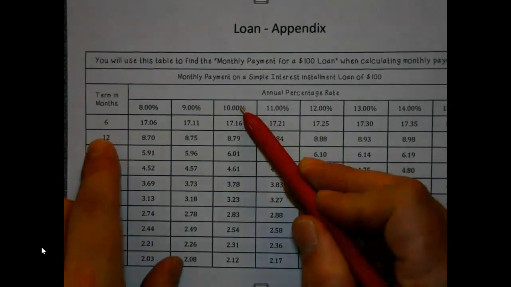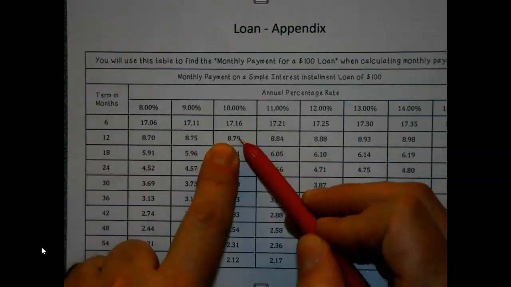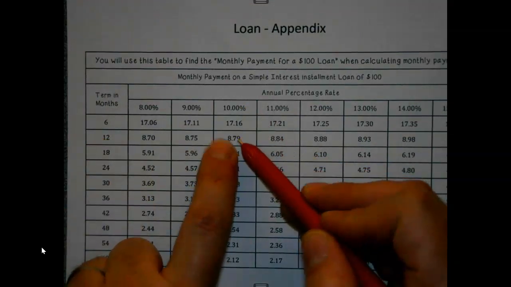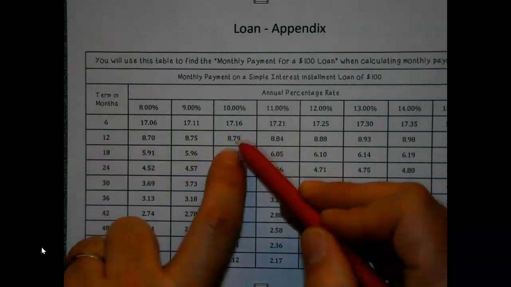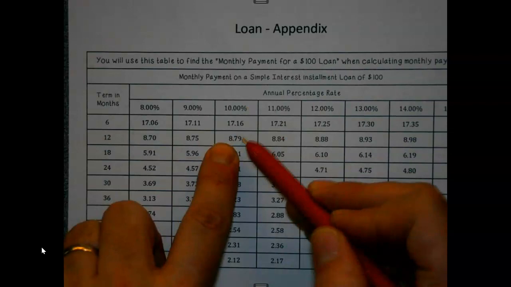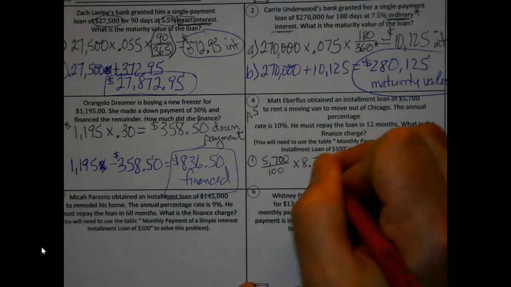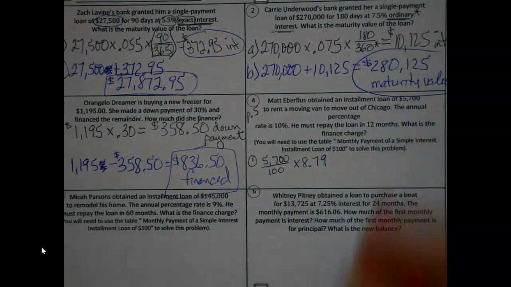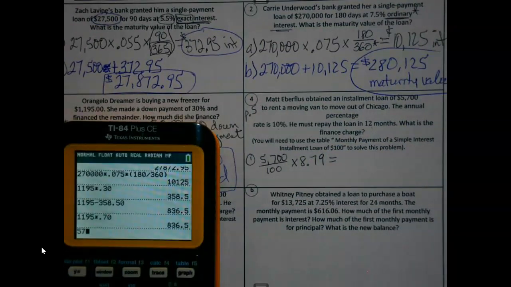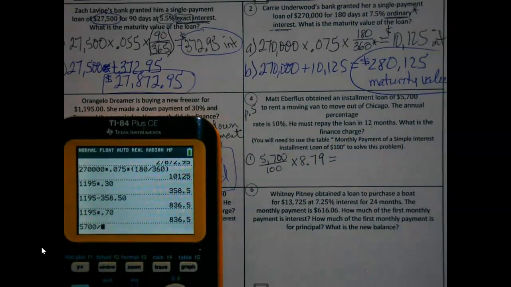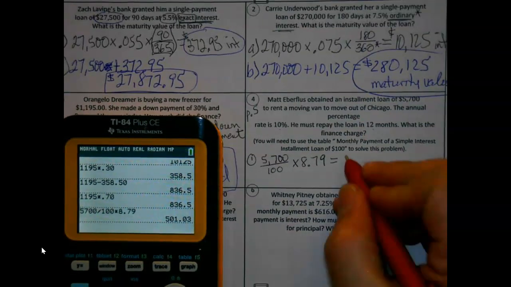10%, 12 months. That multiplier is the interest multiplier. So I got to know my time and I got to know my percentage. So 8.79 when I flip back over here. So that part, 5,700 divided by 100 times 8.79.